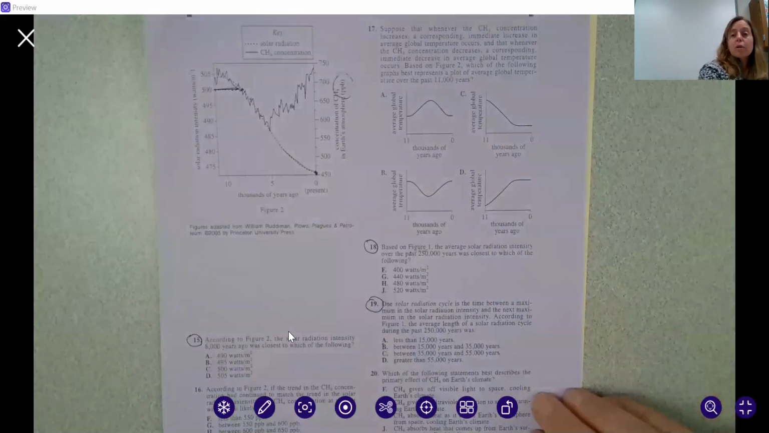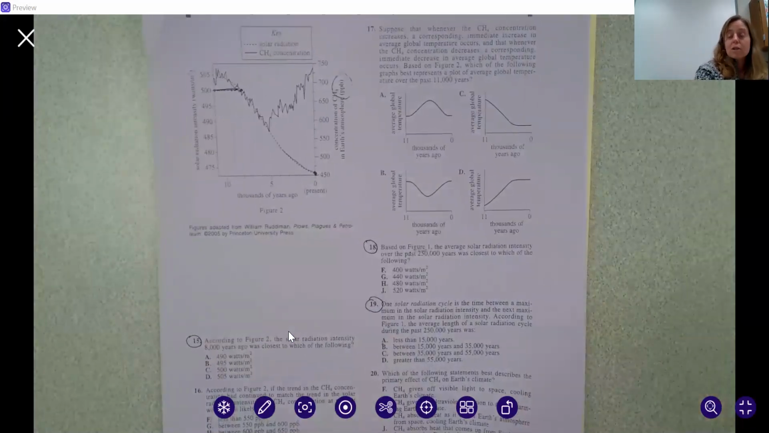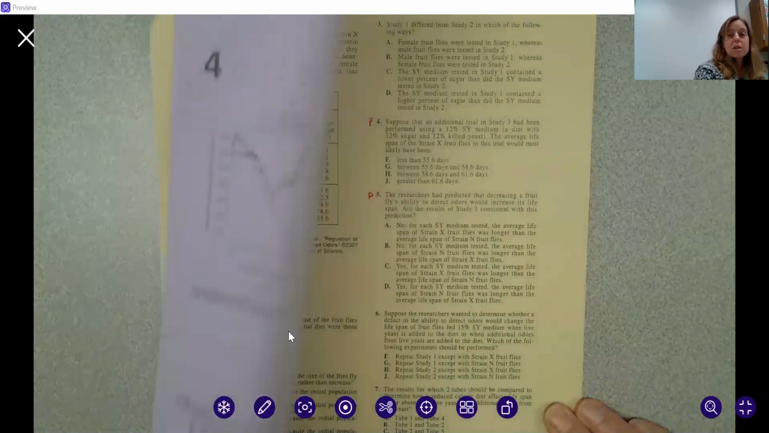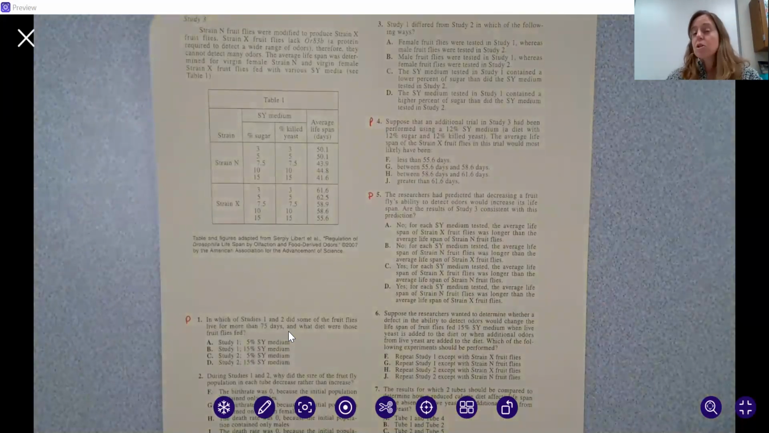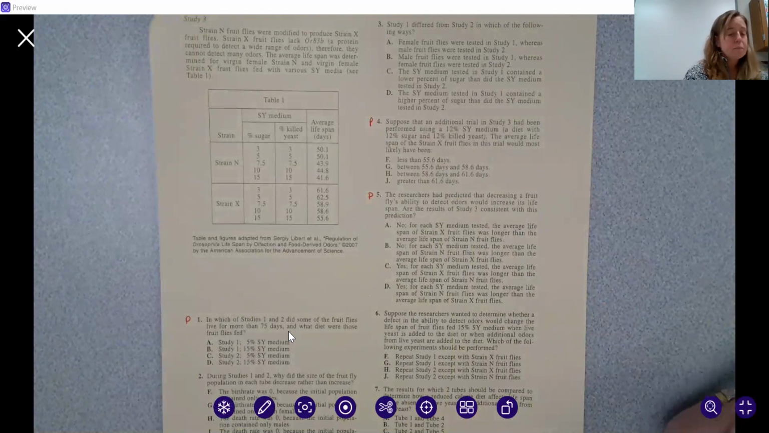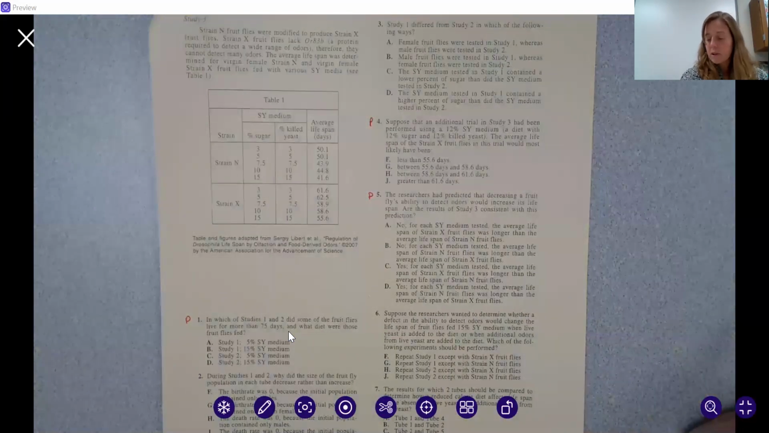All right, so now click on the next sheet that I gave you, which is the tan sheet, okay? The tan sheet is the one on fruit flies, okay? Now, we are going to be doing question number 4, which is right here.